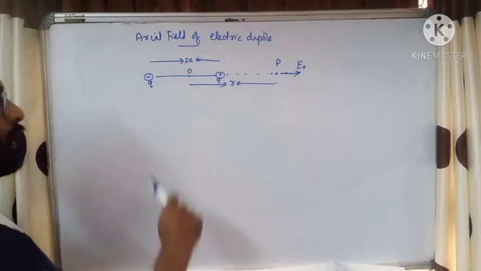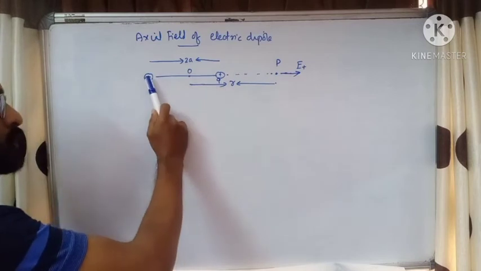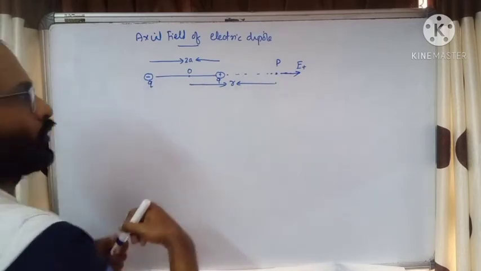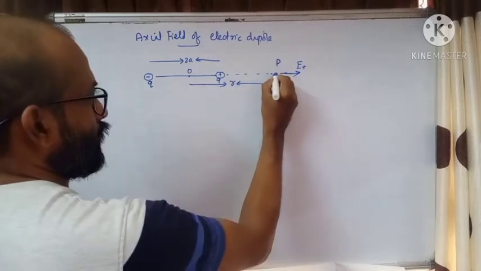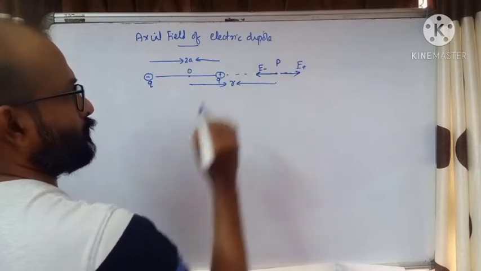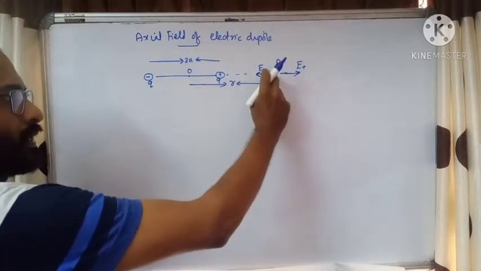Similarly, the negative charge also will create intensity here. Since it is a negative charge, the intensity at the point will be towards the charge. So I give the direction of electric intensity due to the negative charge towards the charge. It is E minus.